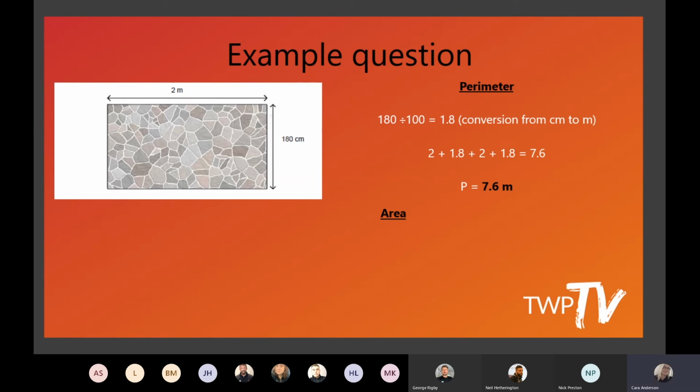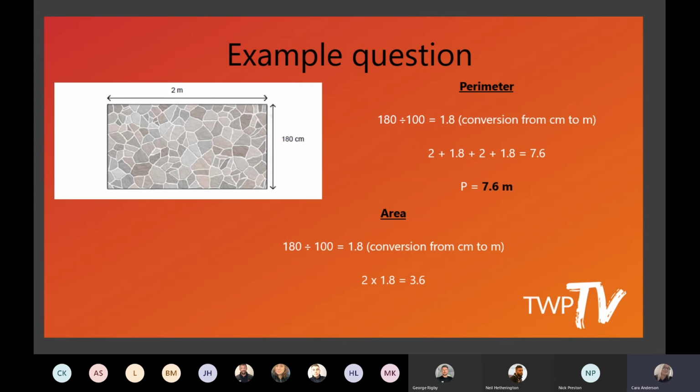When it comes to the area of this patio, again, I need to do exactly the same. So again, I've chosen to stick with changing from centimeters to meters. Just so you guys know, you also must show, so you might in your head already know that 180 centimeters is 1.8. You must show that in your working out. So you must actually write in 180 divided by 100. So you need to show everything that you do in your maths exam.